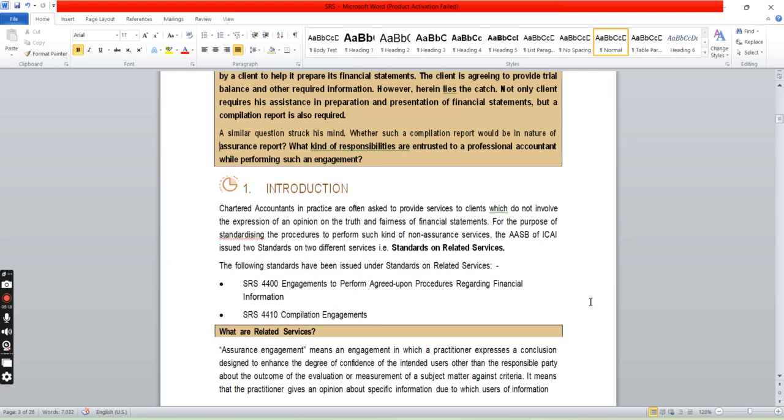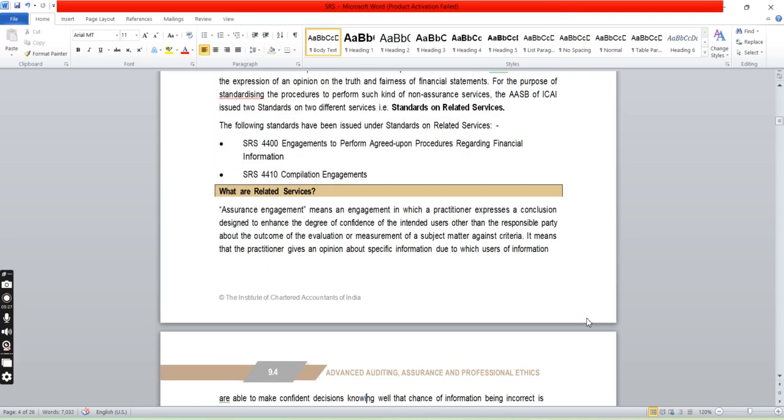What are the related services? Usually we provide assurance, we provide the opinion on the true and fairness of the financial statement. But what are actually the related services? Assurance engagement means an engagement in which the practitioner expresses a conclusion which is designed to enhance the degree of confidence of the intended user.